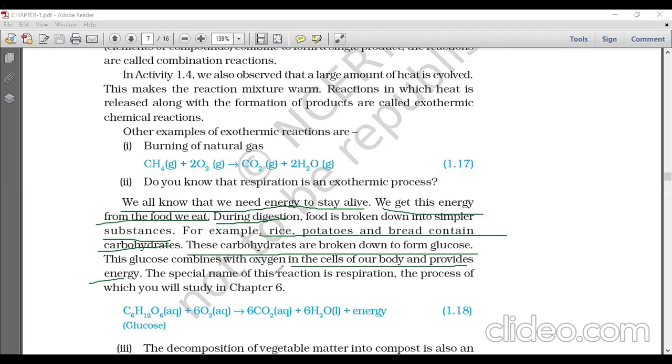The special name of this reaction: when you eat food, that food is divided into simple substances, and this entire process is called respiration. You study the whole process in chapter 6, which is from biology, in biological science.